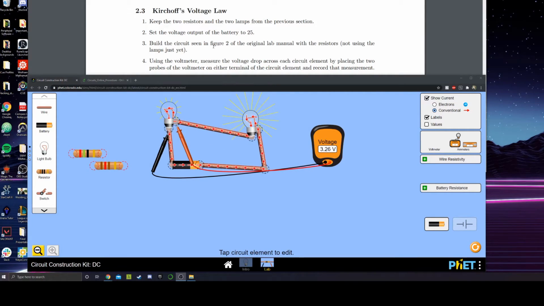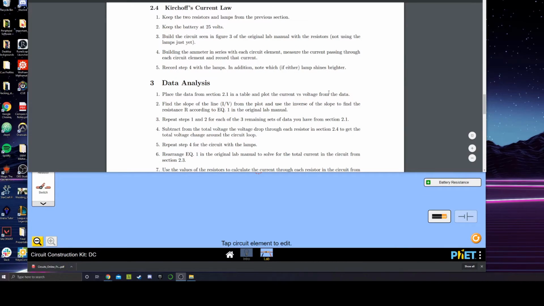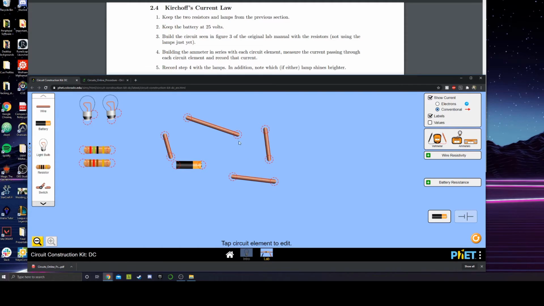Alright, so that should be all the data you need for section 2.3, so I'm going to disconnect this circuit and be back in a second with section 2.4. Alright, so here we are with section 2.4. We are told to keep the 2 resistors and the lamps from the previous section, and to leave the battery at 25 volts, and then we are told to build the circuit seen in figure 3 of the original lab manual with the resistors, not the lamps just yet.